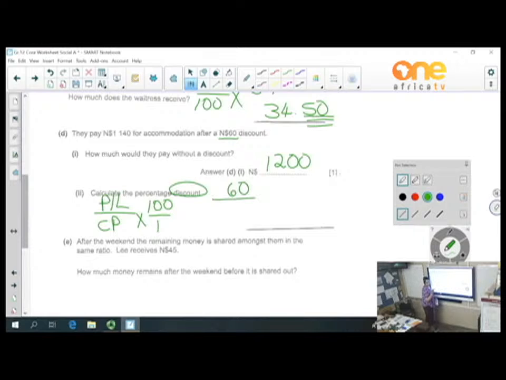The original amount. Which one is now the original? No, this is the original amount. That is what you pay after the reduction, so you calculated it on this one. So over 1,200, and to find the percentage, we times with 100 over 1. What is the answer?